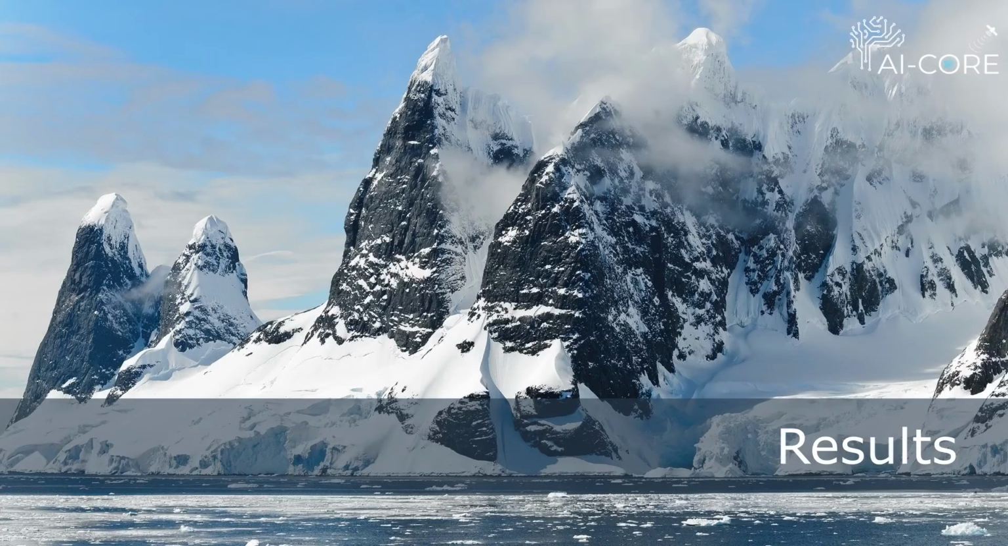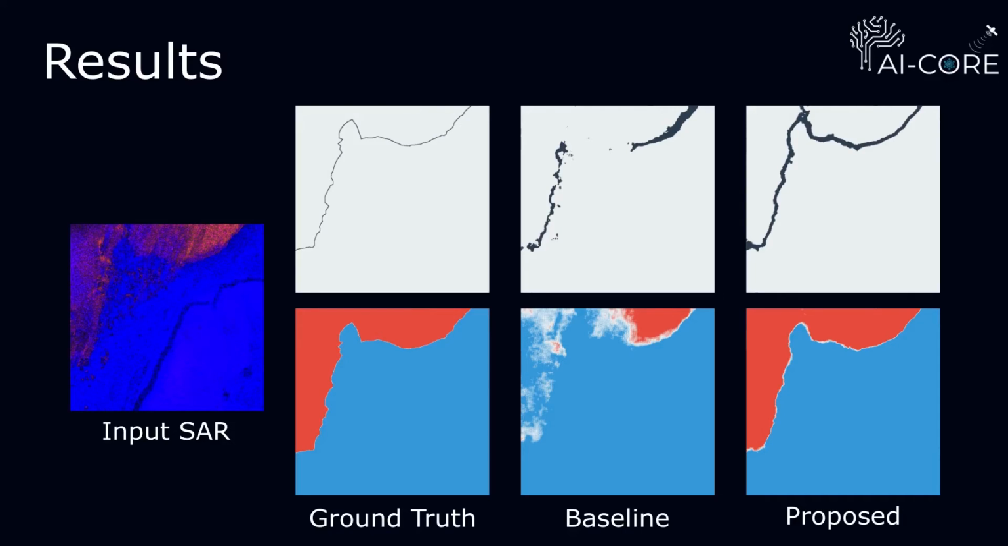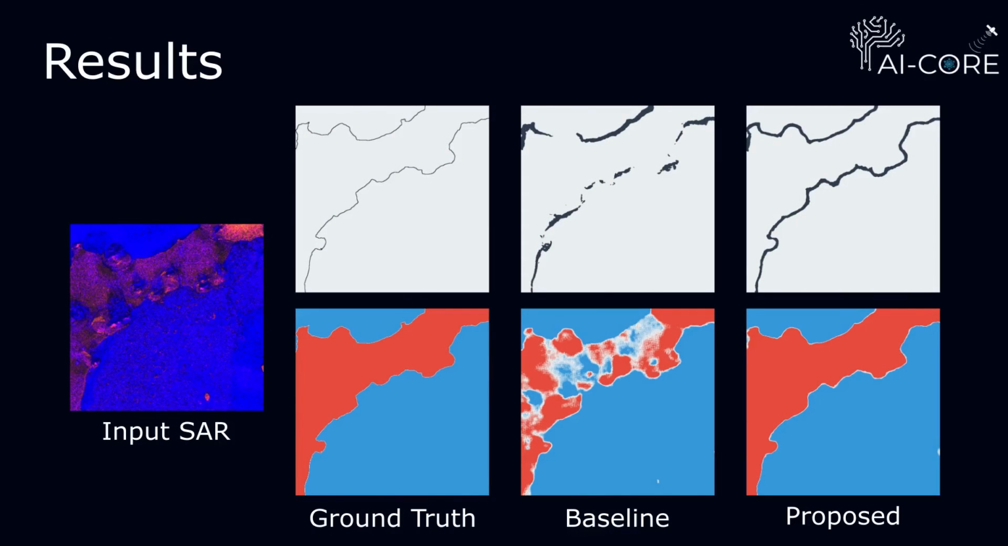So now, let's look at some results. In the top row, you will see the results for edge detection, and below that the results for sea-land segmentation. Baseline denotes our initial UNet approach for segmentation and a state-of-the-art detection network, HED, for the edge detection task.